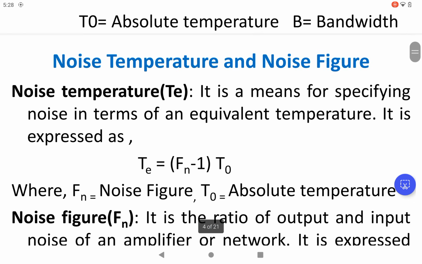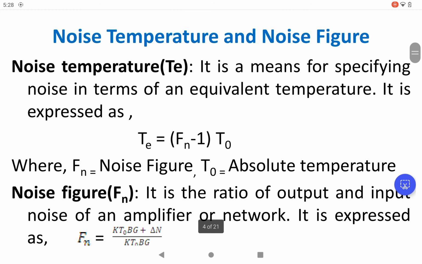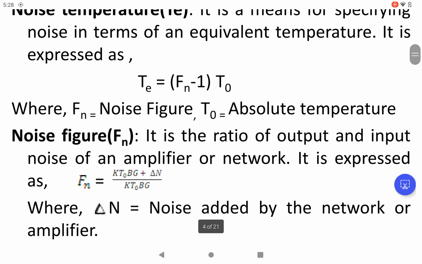Now we'll see the noise calculation. For noise calculation, we need to understand the terms noise temperature and noise figure. The noise temperature means specifying noise in terms of an equivalent temperature. It is generally expressed as T equal to (Fn minus 1) times T0, where Fn is the noise figure and T0 is the noise absolute temperature.